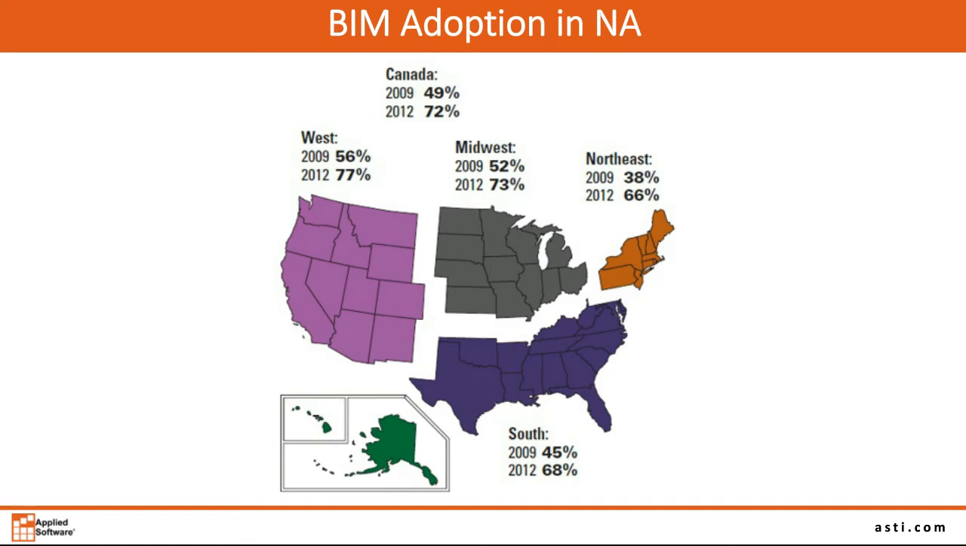And looking at this map, you can see that surprisingly, the Northeast probably has the lowest total BIM adoption rate, although the rate of increase between 2009 and 2012 was fairly significant. Greatest BIM adoption, at that time anyway, was 77% in the western part of the country. This is attributed by many people to a lot of health type projects that were being done in that part of the country at the time. The South and the Midwest kind of fall somewhere in the middle.